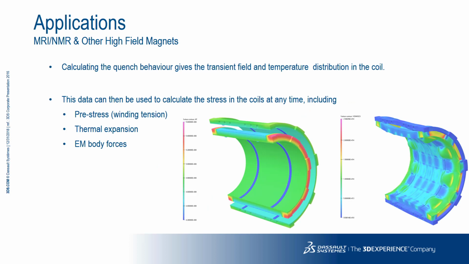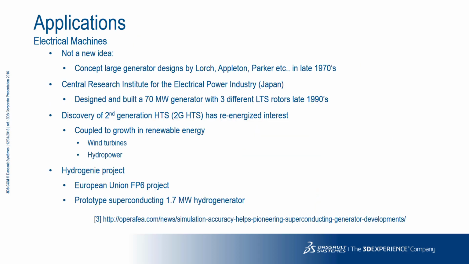Further evaluation of this system during a quench can be made given the transient field as the current drops and the temperature distribution in the coil. This in turn can be used to evaluate the stress in the coils at any time, which can include contributions from pre-stress or winding tension, thermal expansion of the coils, and Lorentz and other electromagnetic forces acting on the coils.